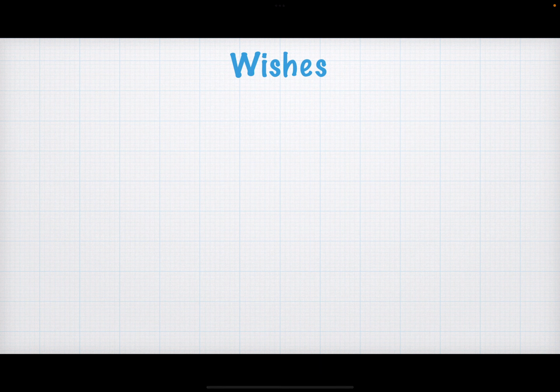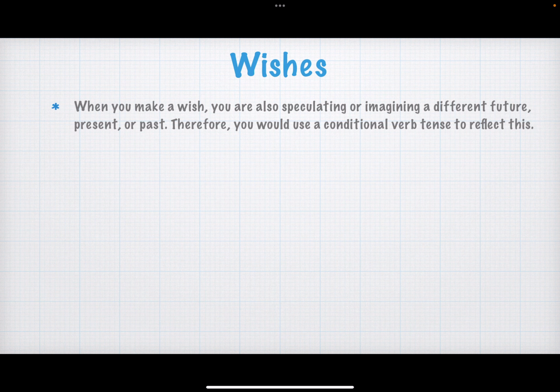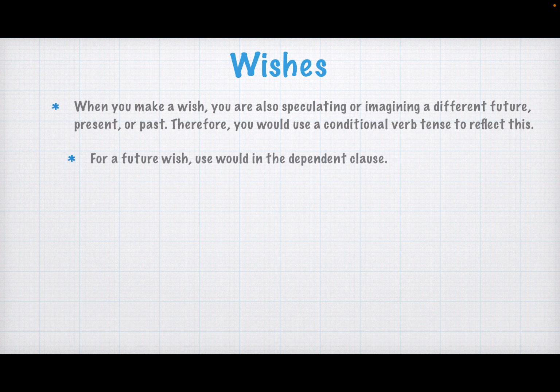All right, let's also talk a little bit about wishes. When you make a wish, you're also speculating or imagining a different future, present, or past. Therefore, you also use conditional verb tenses to reflect this. For a future wish, use would in the dependent clause. I wish you would help me tomorrow.